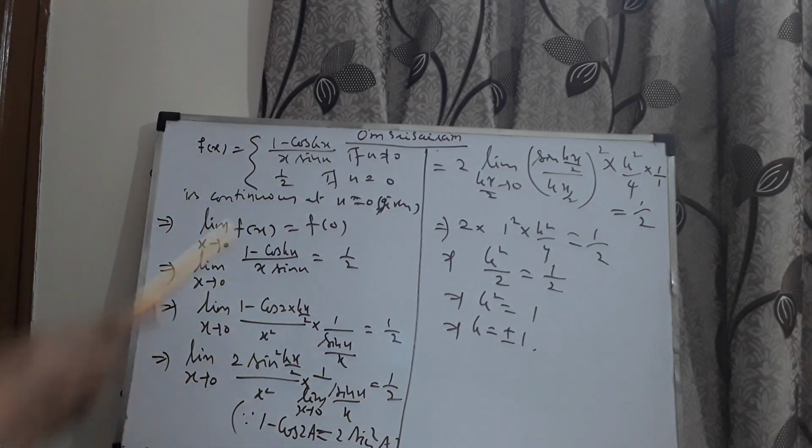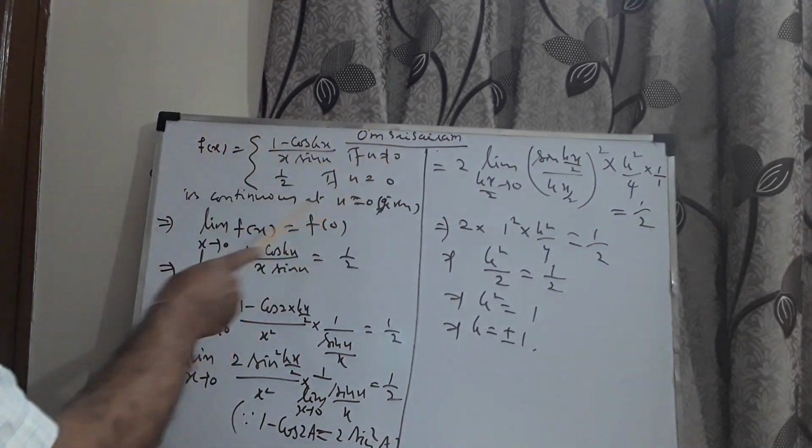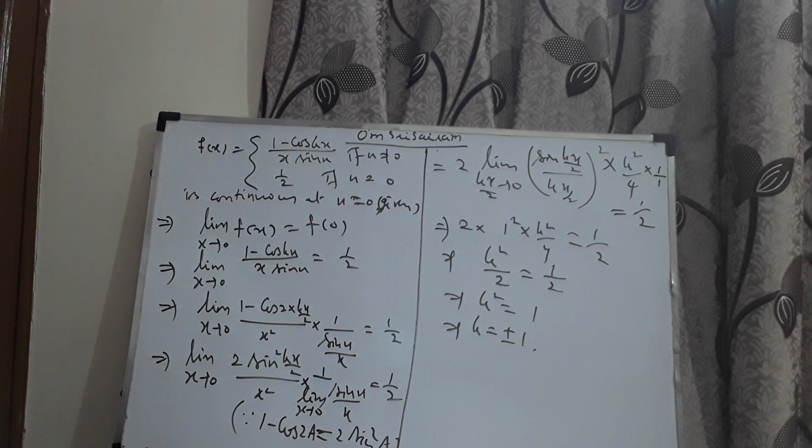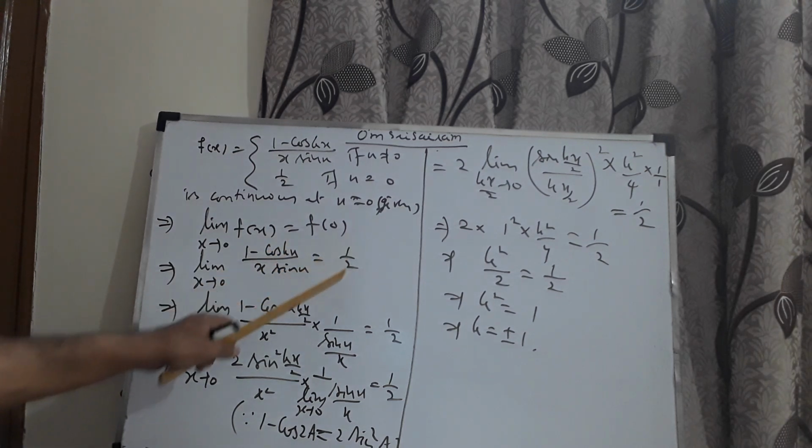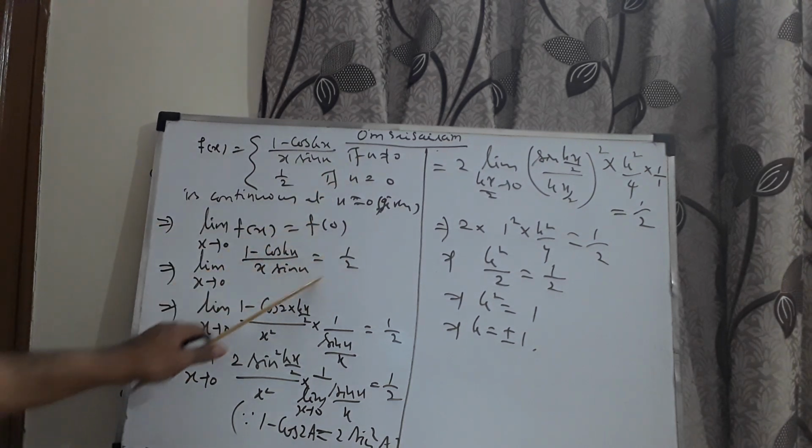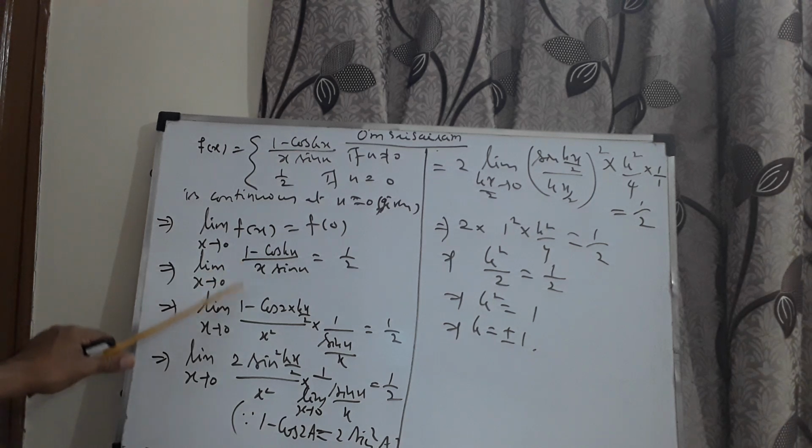Let me repeat the whole process. f of x equals so and so, defined this way, is continuous at x equal to 0. The real meaning of a function being continuous at a particular point is that the limiting value is equal to the function value. Now, the limit as x tends to 0 of f of x equals f of 0. The limit as x tends to 0 of (1 minus cos kx) by (x sin x) equals half. Whenever x is not equal to 0, this is the definition. Tending to 0 means it is closer and closer to 0, but not exactly equal to 0.